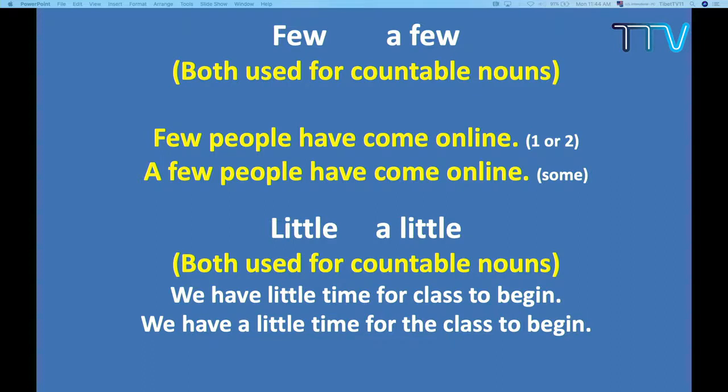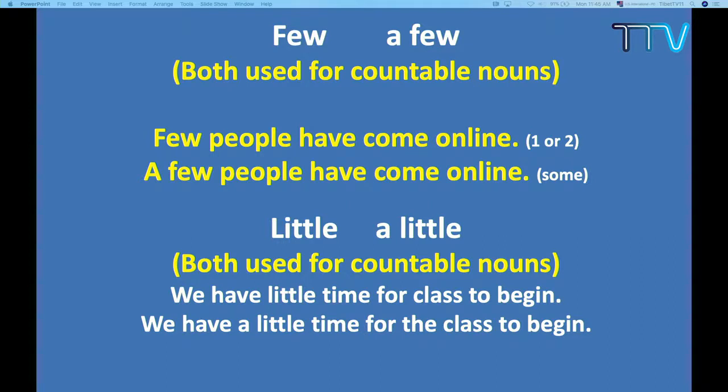If we have to make the difference between few and a few, one is positive and one is negative. That is what you have to keep in mind. Few people have come online means very few, one or two, not more than that. A few people have come means some people, so there is some kind of positivity in that. First, few and a few are used for countable nouns. You cannot say a few milk or few milk. Few cars, few people, a few people. And second, few is negative and a few is positive. You got it? If you have this in mind, you will not make this mistake.